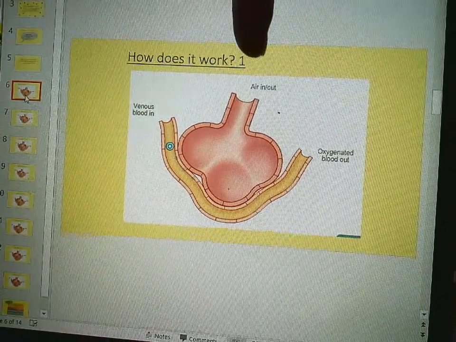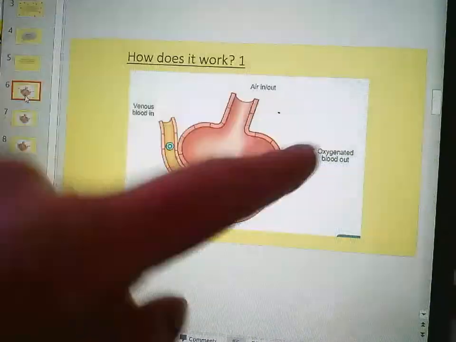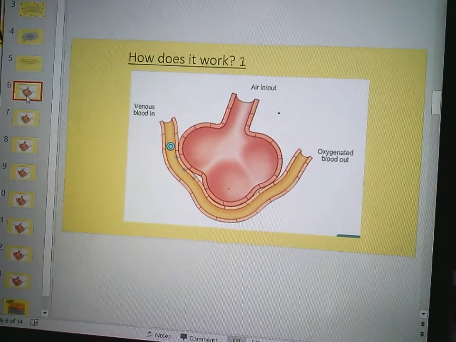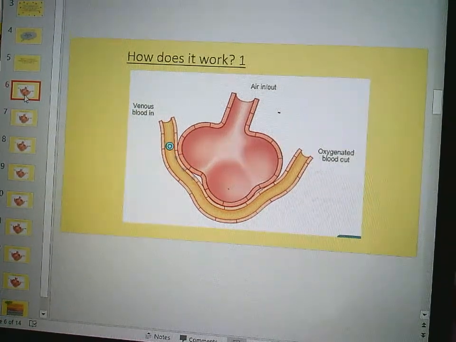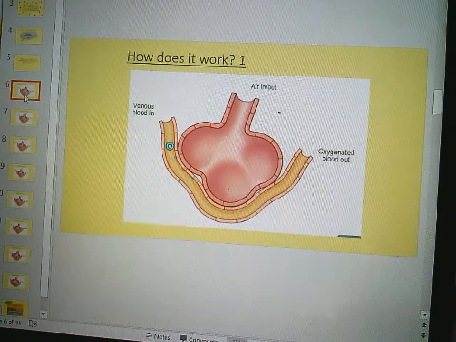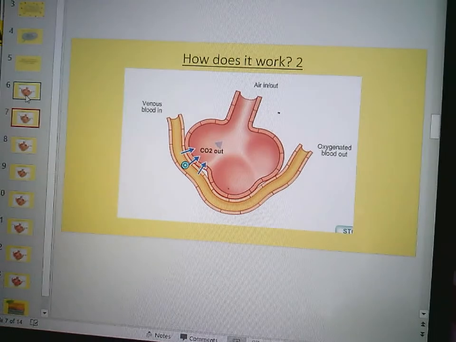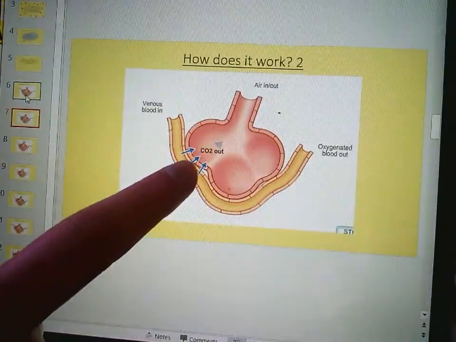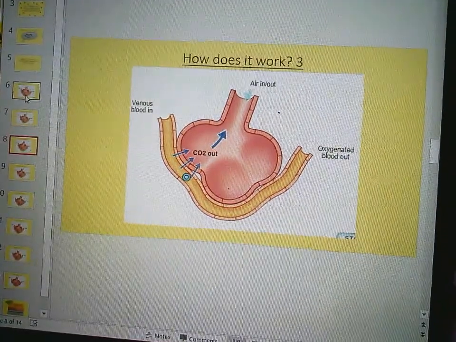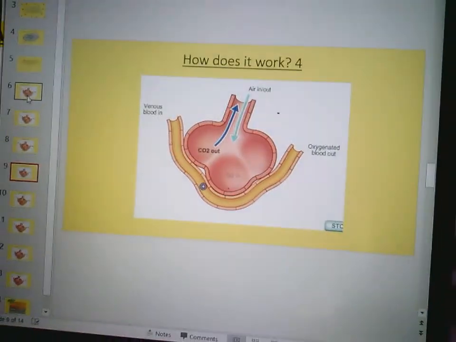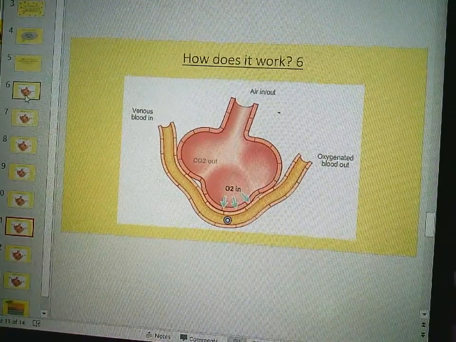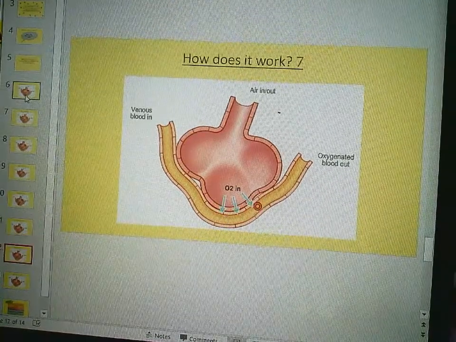So the air comes in through here, that's the air that we breathe in, and around it we've got blood vessels or capillaries. Now those capillaries are carrying blood that has got carbon dioxide in because it's come from our body. Now the idea is, as you can see, that carbon dioxide comes out of our blood into our alveoli, ready to be breathed out. Air that's coming in has got oxygen in, and that oxygen moves into our capillaries so it can go around our body for us to use.